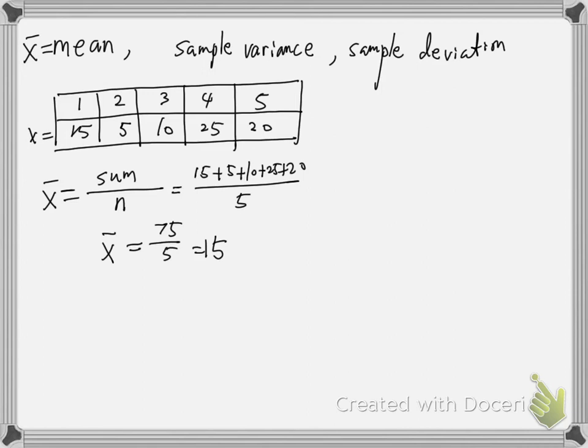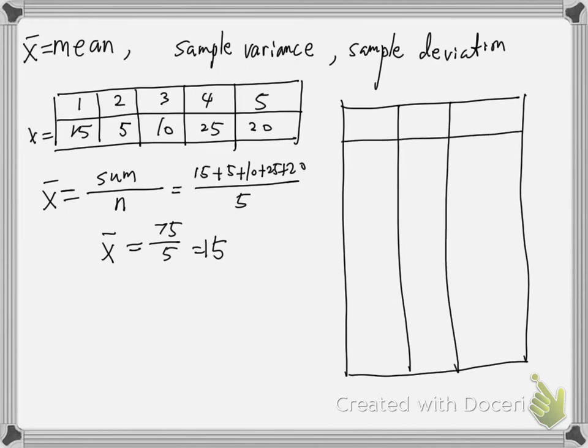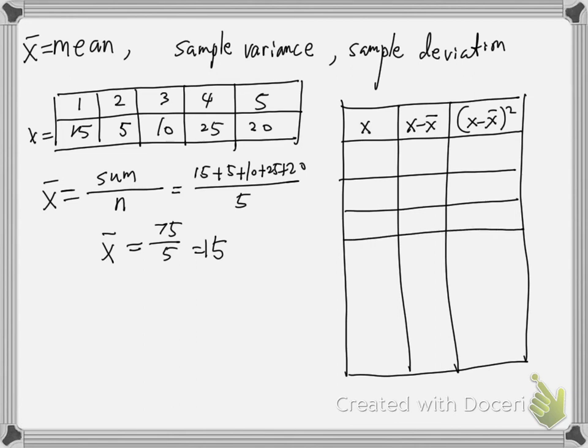So now to calculate variance and deviation, we have a very useful table, and we need this table to do the calculation. At the top of the table, first is our X, every number in the second row. Then X minus X bar, and then X minus X bar squared. Those are our 3 columns. We have 5 numbers, 1, 2, 3, 4, 5, and the last row we use for the sum.